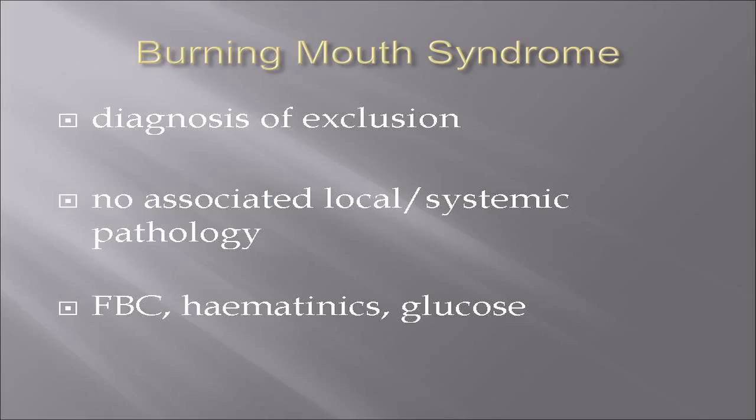Again, it's a diagnosis of exclusion. There is no associated local pathology evident, and we don't detect any systemic pathology. We will check full blood count, hematinics, ferritin, folate, B12, because a latent hematinic deficiency can result in mucosal pain. But that, as I said, would tend to be aggravated by eating rather than relieved by eating. And occasionally we'll pick up a patient who has a raised random blood glucose. So those are just the baseline tests that we will do to add to our diagnosis of exclusion.